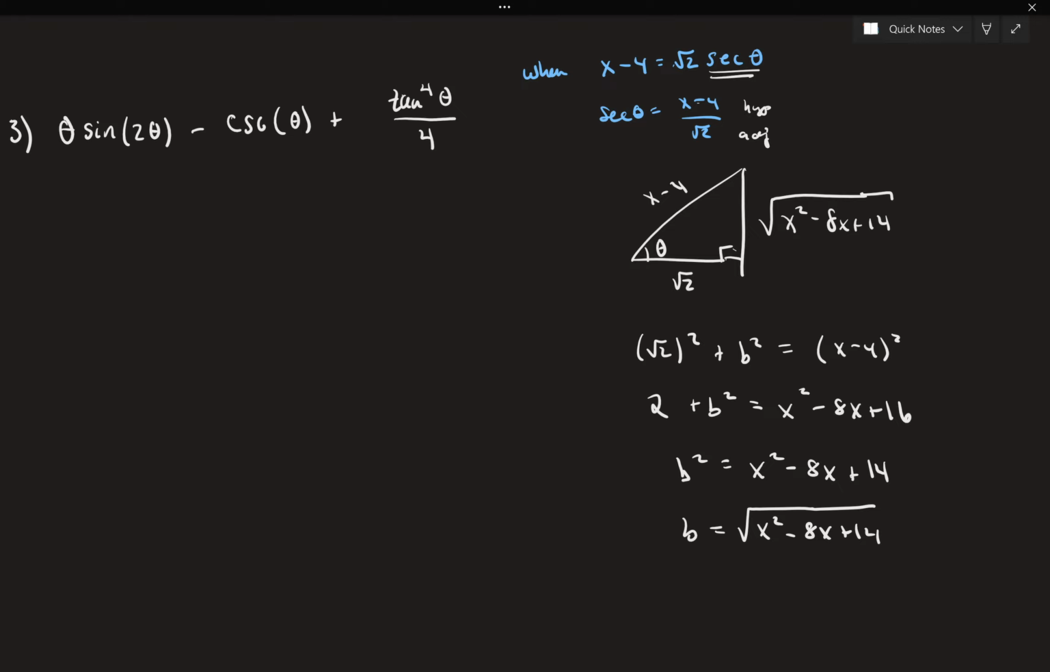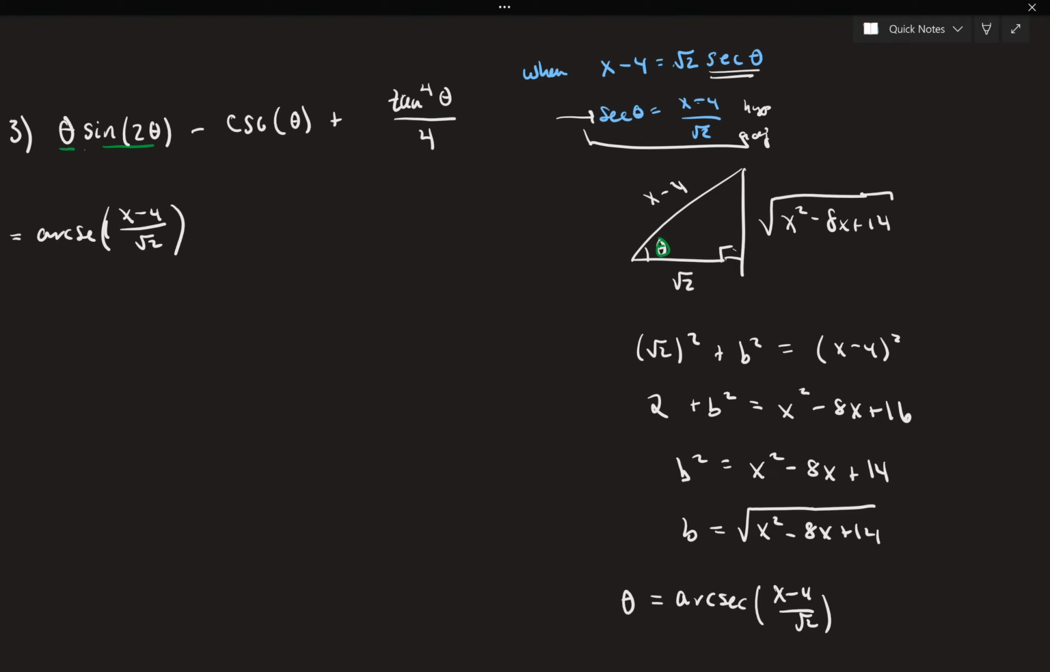Okay, so I've got two problems here. I have theta drawn here, but I don't know what it is on the triangle. I only have the trig functions. So theta, I have to go back here. So theta from this line, I can just take the inverse secant of both sides. Arc secant of x minus 4 over root 2. So there's my theta.